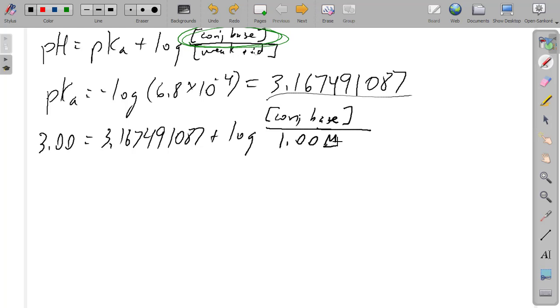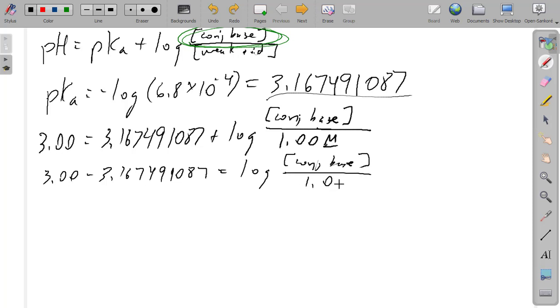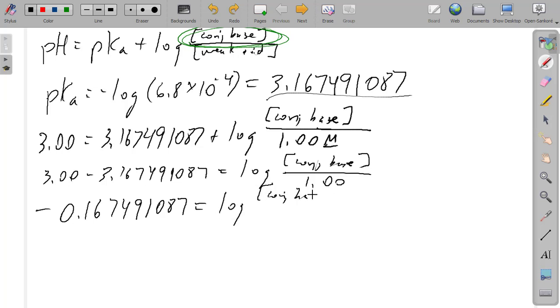So now we have a bunch of values here and one variable. So let's do some rearranging. What we can do is subtract this out. So we have 3.00 minus 3.167491087 equals the log of the conjugate base over that 1.00. And that's going to give us negative 0.167491087 equals the log of the conjugate base over that 1.00.